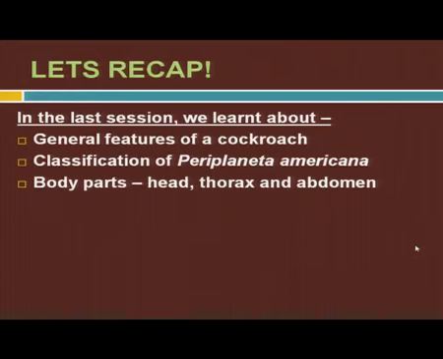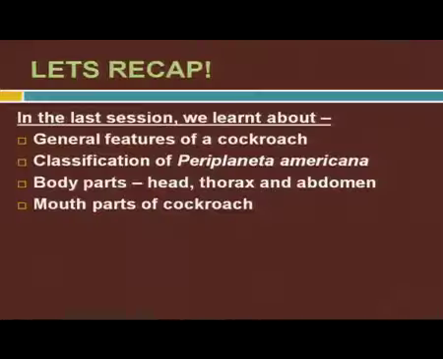Then we studied about the body parts. It can be divided into three: head, thorax and abdomen. We learned about the mouth parts of cockroach. There are 5 basic mouth parts: the labium, labrum, a pair of mandibles, a pair of maxillae and a tongue-like structure known as hypopharynx. These mouth parts enable the cockroach in biting and chewing type of feeding.